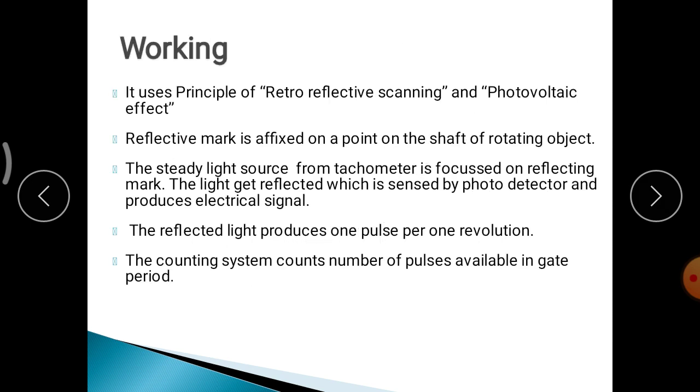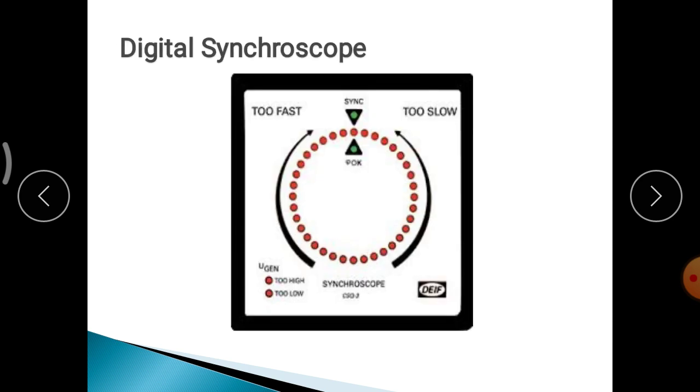See here some important points of that. Next, come to the digital synchroscope. What is synchronization? In a generating station, you are generating the power and you have to transmit it. To transmit that you need some bus bars. So from the generator to the bus bar, you have to transmit that power.